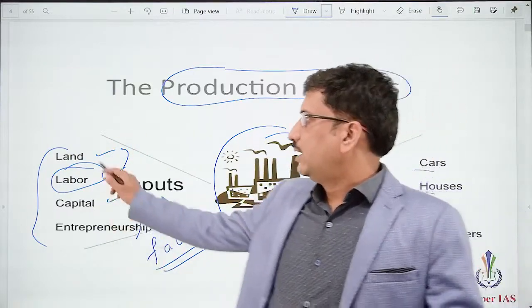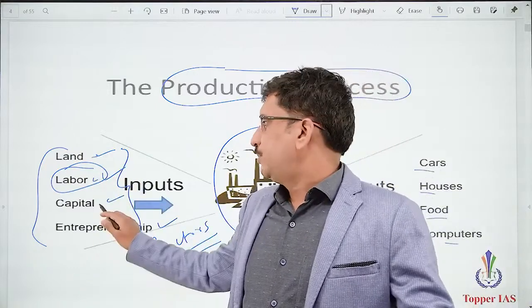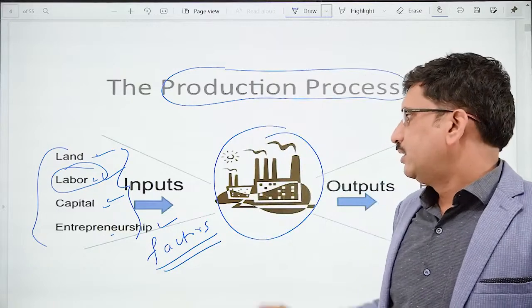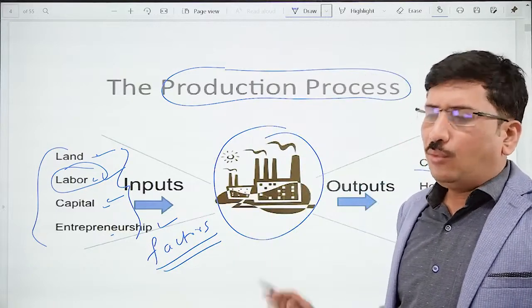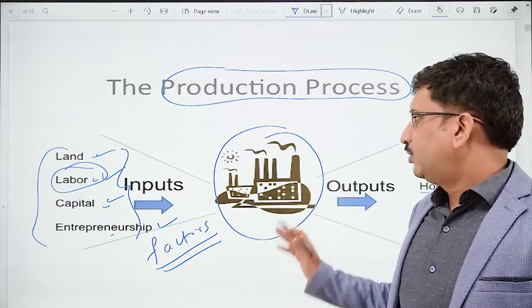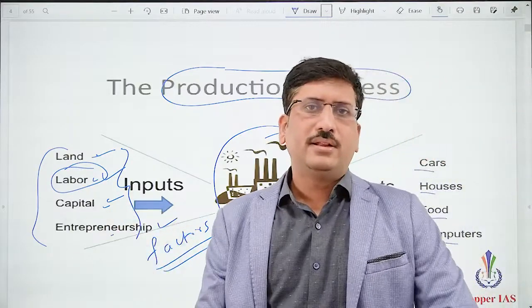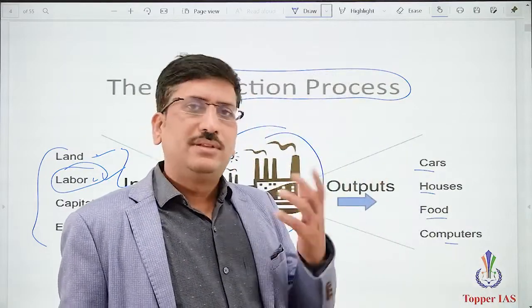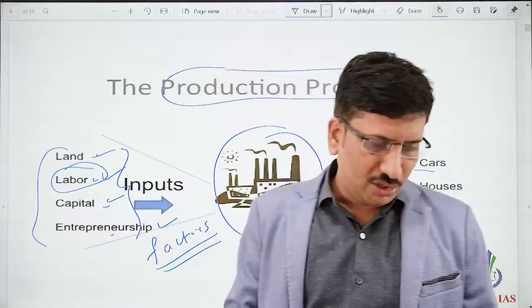If you are running a school, land is there. Okay, teachers must be available, investment, and also the skill. Correct? The factors of production, how effectively it is used, that only we can see in the form of output. That output decides the wealth of a particular nation.